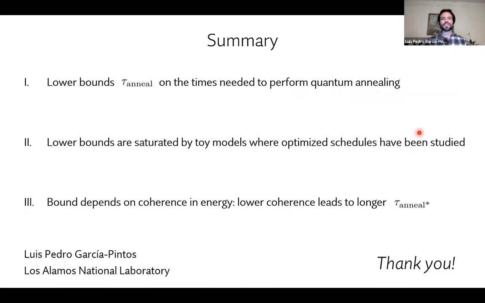So let me just briefly summarize. I showed you that there are some lower bounds on the times needed to perform quantum annealing. One thing that we liked a lot is that these lower bounds are saturated in the three toy models that we studied. And the three toy models that we studied are the ones where optimized annealing schedules were known, so they were the ones where you could compare the bound to an optimized schedule. And something interesting to think about is this connection between the time scale to do annealing and quantum coherence of your system, which forces you to wonder what will happen if you have an open system or things like that. And with that, I conclude. Thank you so much for your attention.